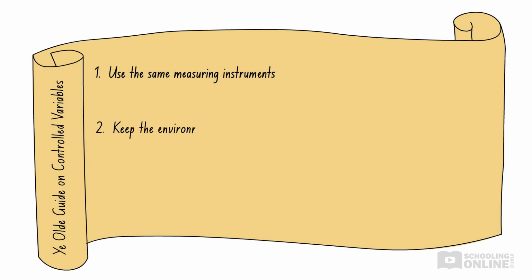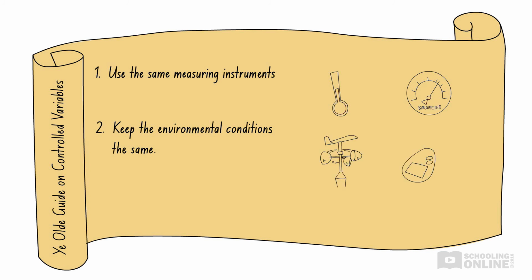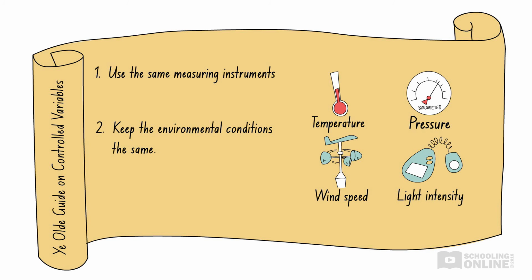Next, we need to keep the environmental conditions the same. As we saw in the archery competition, factors like the wind and rain make it difficult to shoot arrows. Similarly, in physics experiments, we need to keep factors like ambient or surrounding temperature, air pressure, wind speed and light intensity constant, as they may influence results.